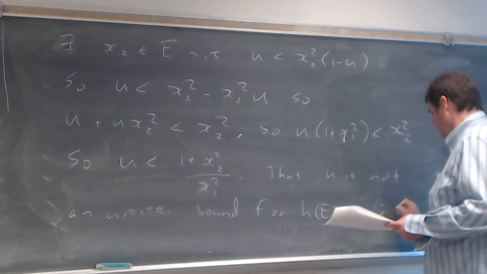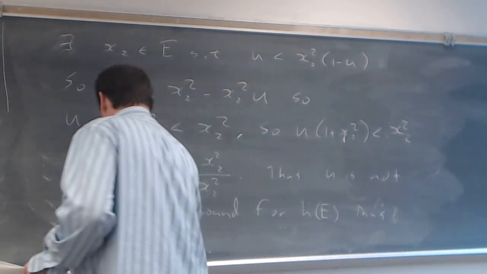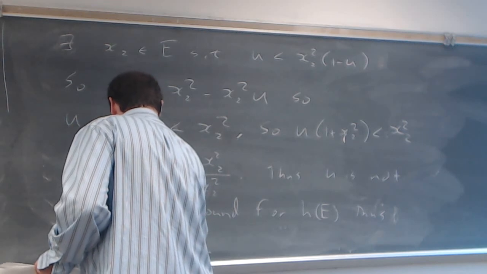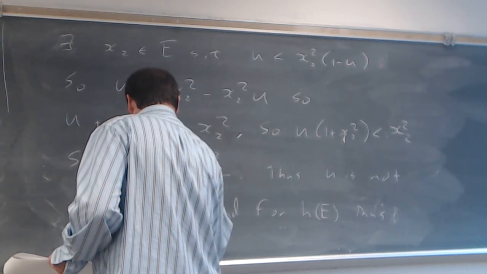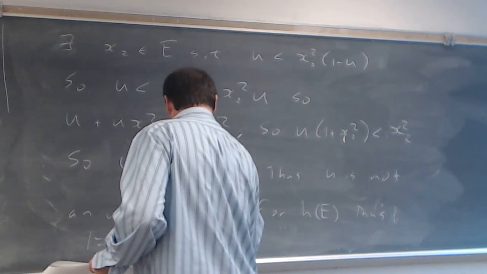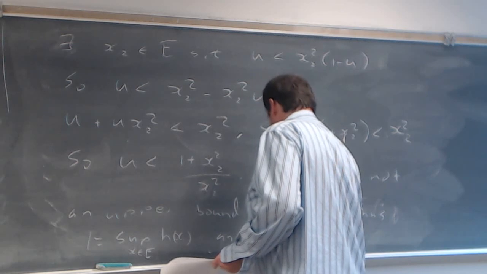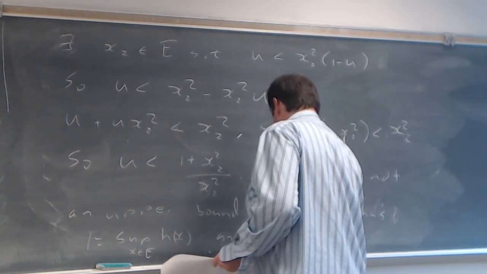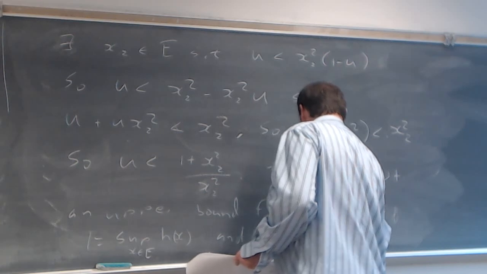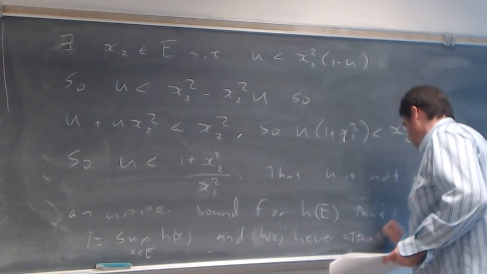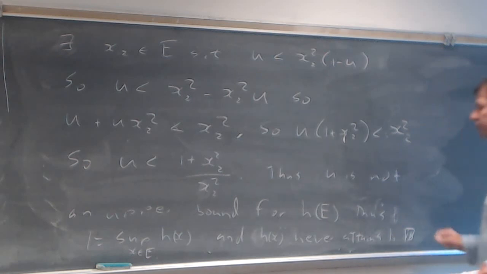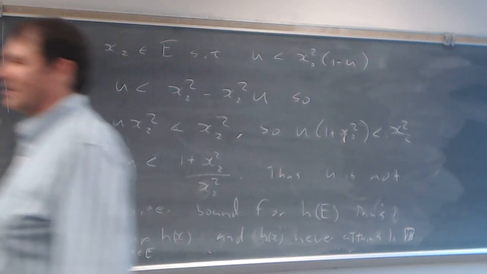Thus, 1 is equal to the sup over all x in E of h of x, and h of x never attains 1. And so that ends the proof for part C for this case, in all cases. And that ends this theorem. And that ends this lecture. Thank you very much for your patience.